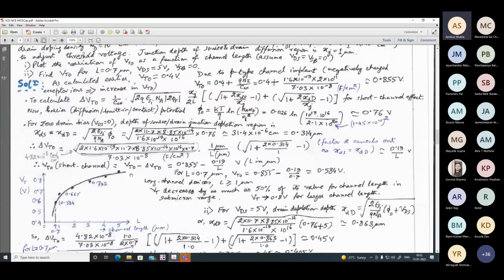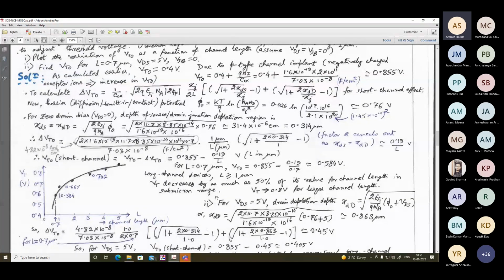Okay, right? For L equal to 3 micrometer, I got it to be 0.79. For L equal to 2, I have got it to be 0.665. And for L equal to 0.7, I have got it to be 0.584. So right from 0.855, the threshold voltage has become smaller and smaller to this value. Get it, all of you?